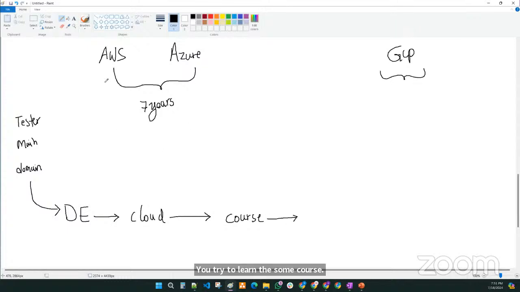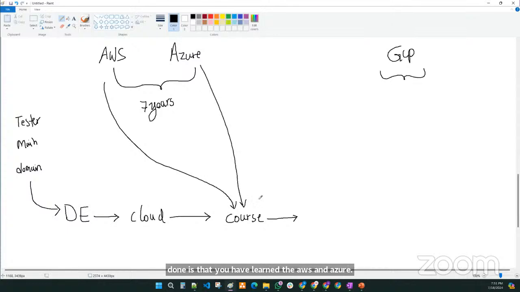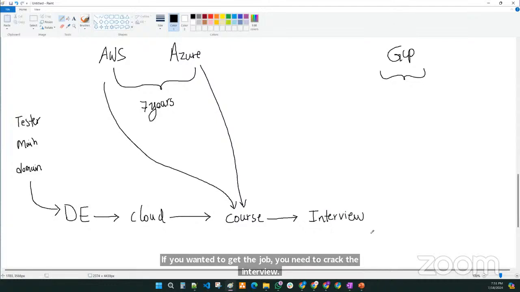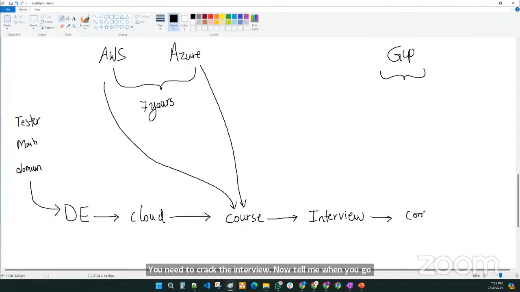What you have done is that you have learned the AWS and Azure course, and what is your agenda? You need to get the job. If you want to get the job, you need to crack the interview. Yes or no? Now tell me, when you go for an interview, who is your competitor in the interview? Can you guys guess it?